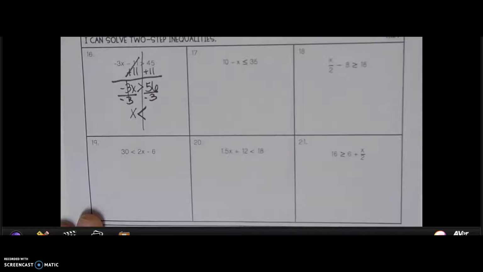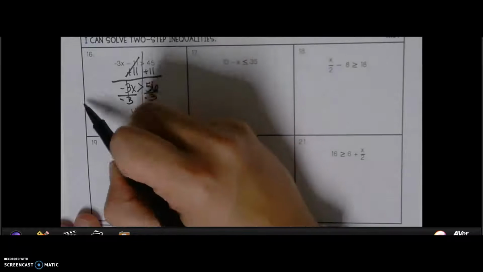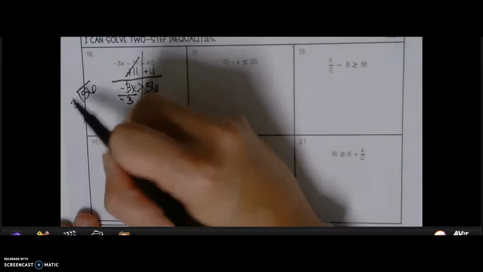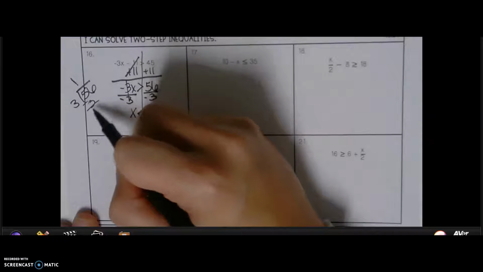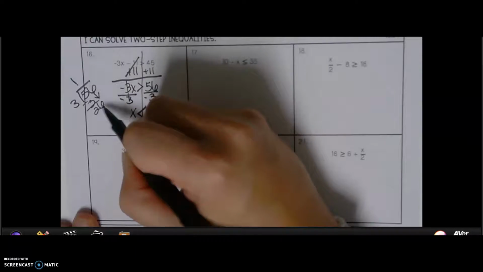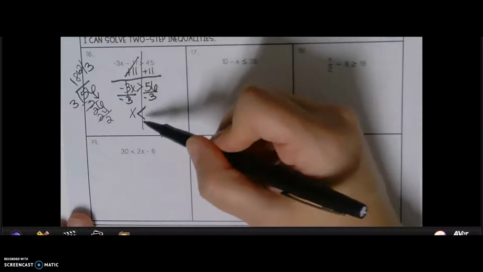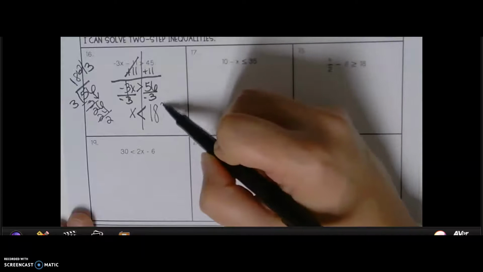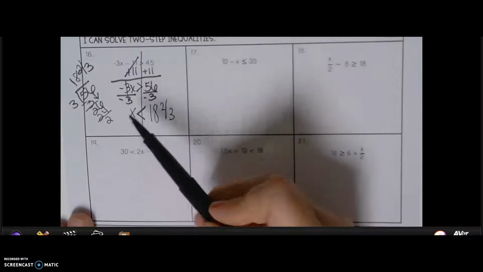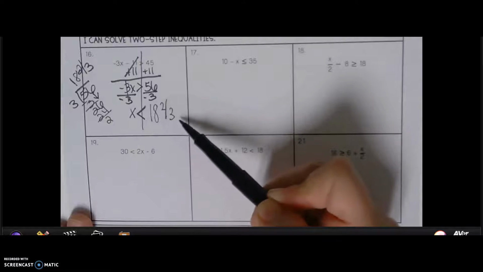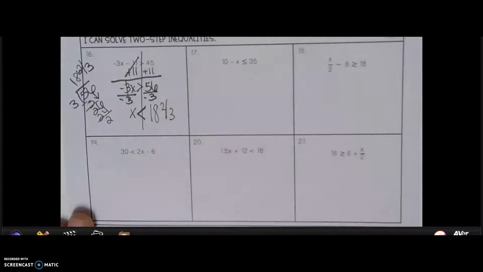Now I knew 56 divided by 3 is going to be, okay, I'm going to go out here. 56 divided by 3 one time, 3, 6, this will be 8, 24, 18 and 2/3, because we have a remainder of 2 out of the 3. So x is less than 18 and 2/3. So any number that is less than 18 and 2/3 can be a solution to this inequality.